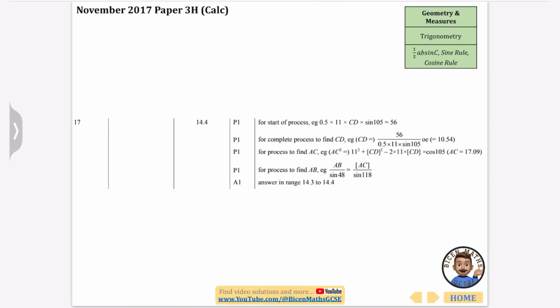Let's see if we've got this one right. There is the 14.4, and you can see in here the process of doing the half AB sine C, and then we've got some bits here with the cosine rule and then the sine rule. They would have accepted 14.3 to 14.4.